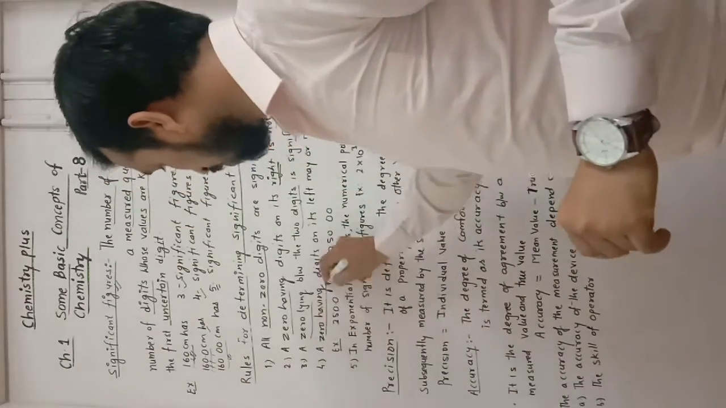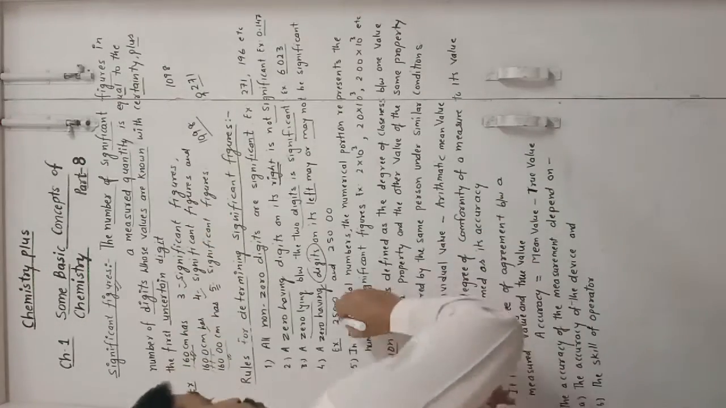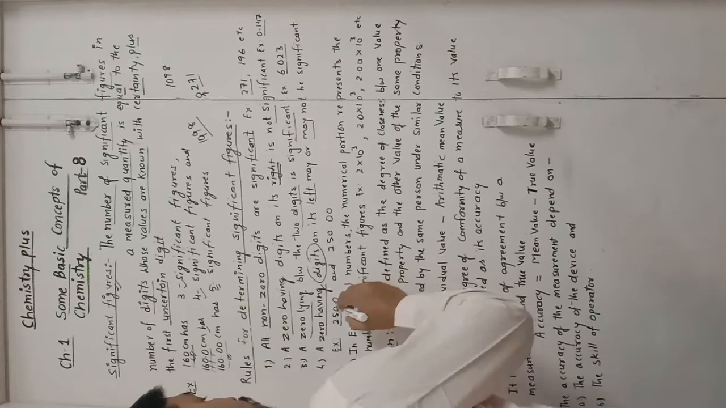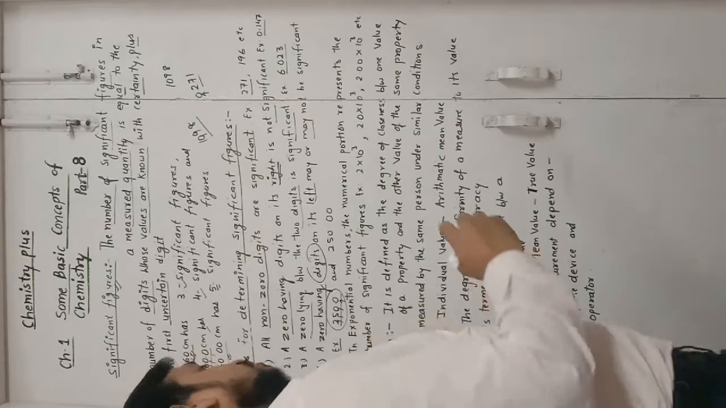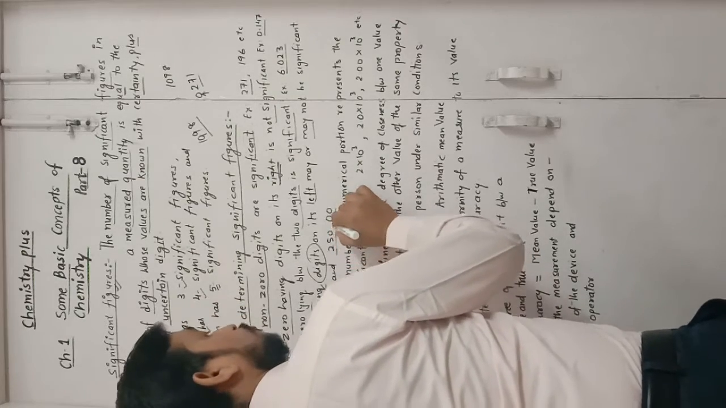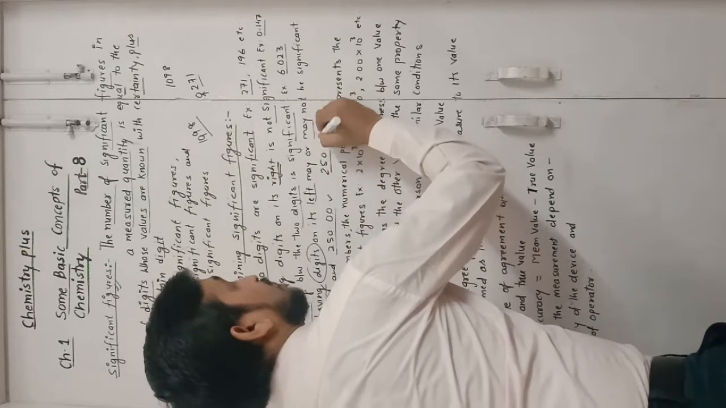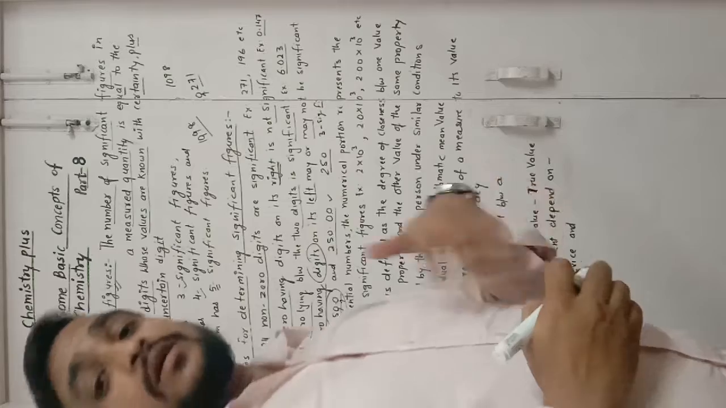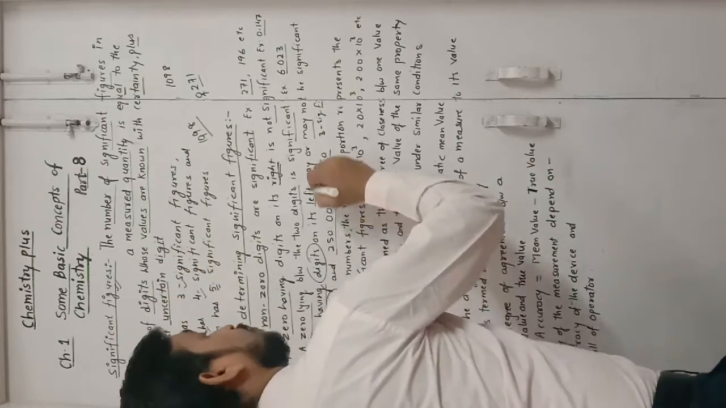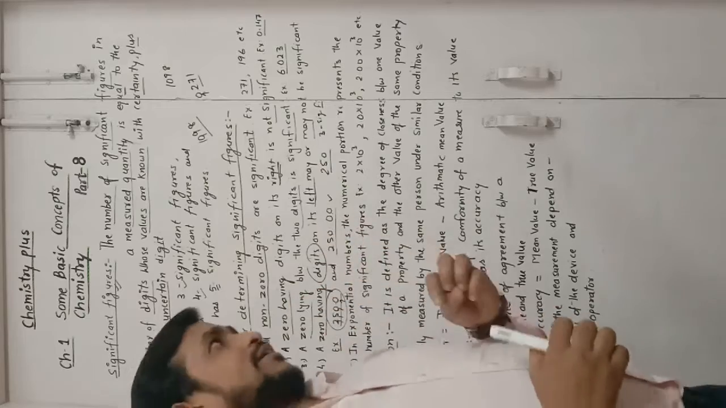Now the fourth rule: a zero on the right of the digits may or may not be significant. For example, 250.0 has a decimal digit, so here the zeros are counted as significant figures, and it has 4 significant figures. Or 250.00, 1, 2, 3, 4, 5, has 5 significant figures. But 250 has 3 significant figures. So zeros on the right side of the digits may or may not be significant figures.